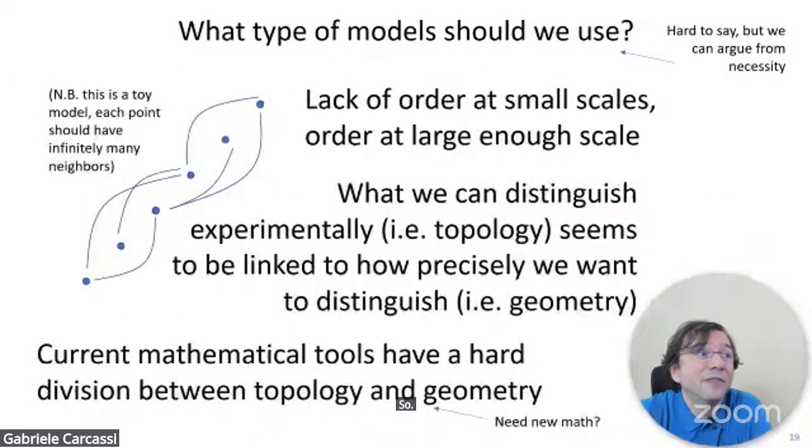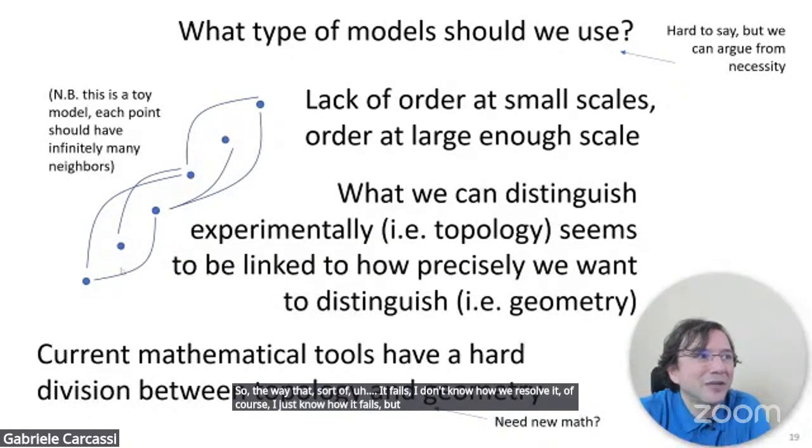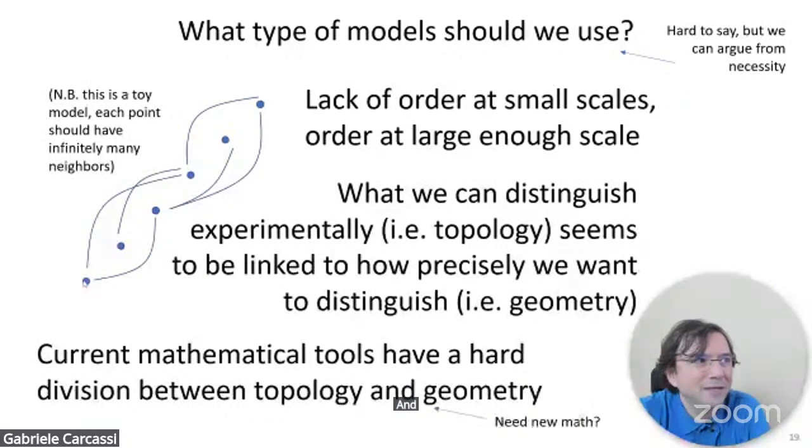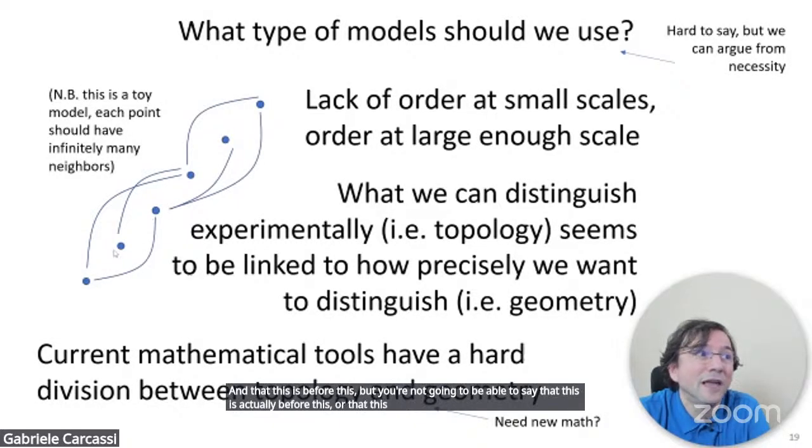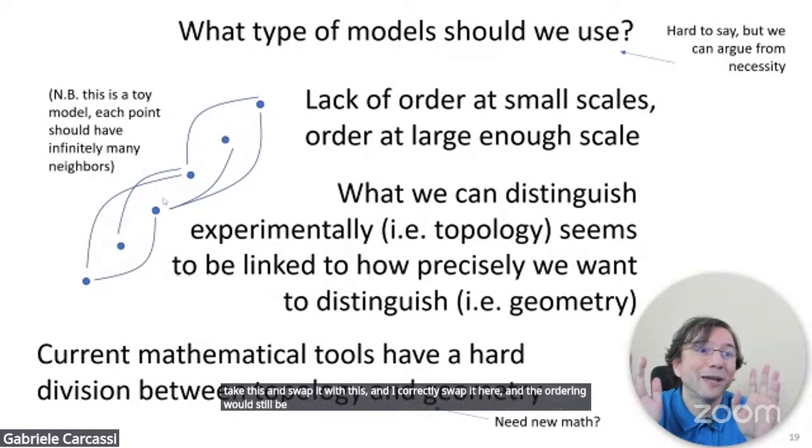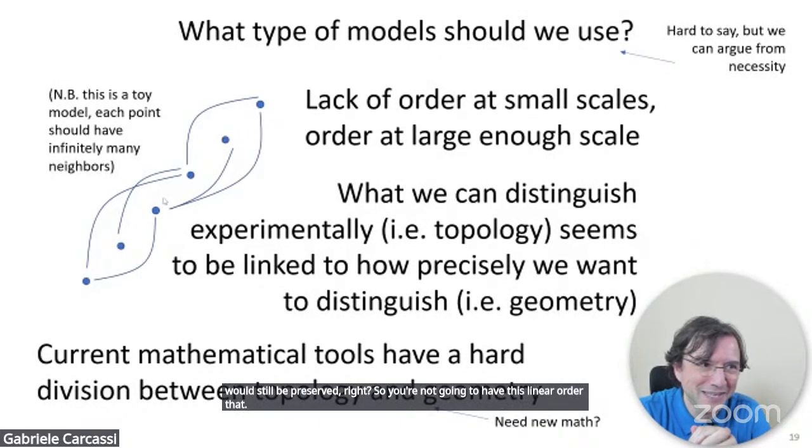The way that it fails, I don't know how we resolve it, of course, I just know how it fails, but this is the structure that you can imagine, right? You can say that this is before this, and that this is before this, and that this is before this, but you're not going to be able to say that this is actually before this. You can imagine taking this and swapping it with this, and the ordering will still be preserved, right?